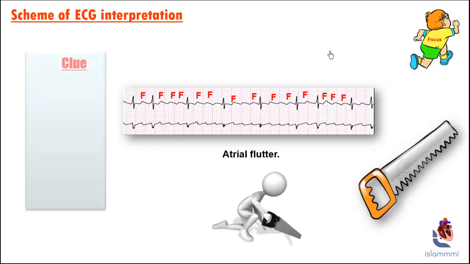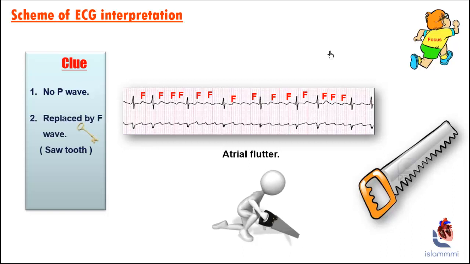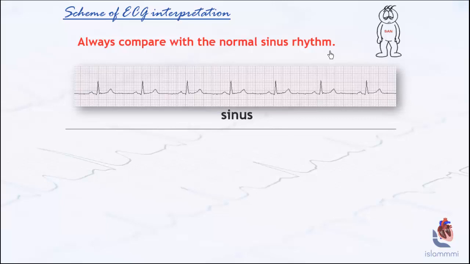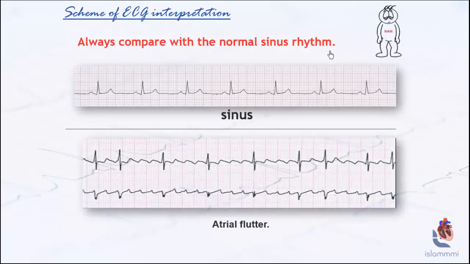So again, the clue, no P wave, but we have multiple F wave called flutter wave, and it could be regular or irregular, and most of the cases it's regular. So just compare. This is the normal, as we said always, and this is the atrial flutter. Big difference. Here we have single P wave, but here we have multiple F wave. It's something like sawtooth.